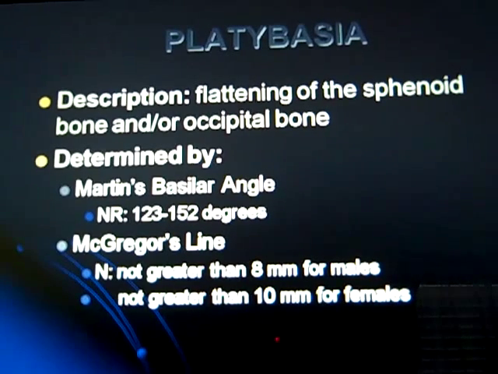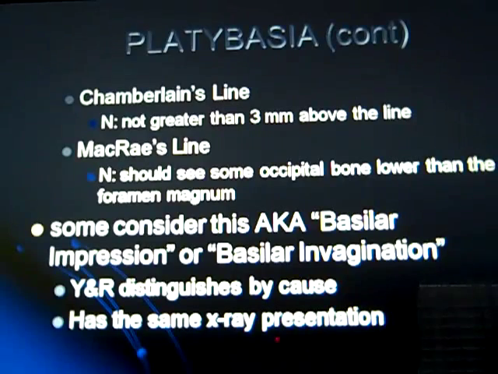Platybasia is a flattening of the sphenoid and/or occipital bone, and it is determined by four methods of measurements. The first one is Martin's basilar angle, the second one is McGregor's, the next one is Chamberlain's, and the next one is McRae's. When we are looking at these measurements, we are looking to see primarily is the odontoid process above the edge of the foramen magnum, because we wouldn't want to see the odontoid process up into the foramen magnum where the cord is coming through.